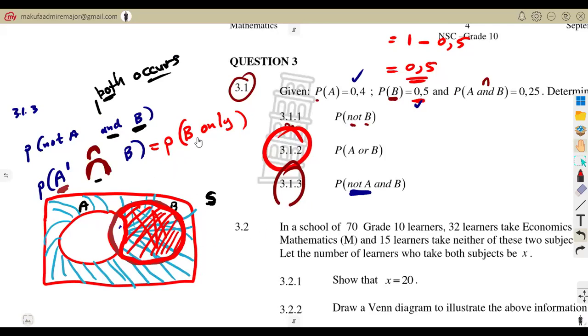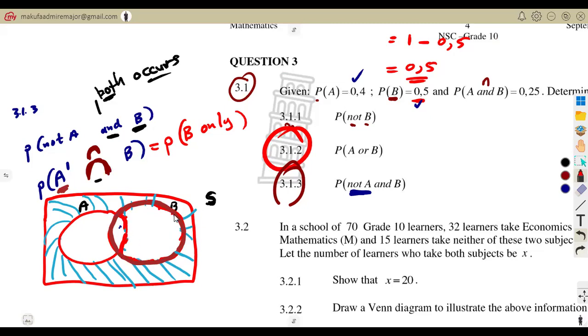So if this is probability of B only, how do you find the probability of B only, this part here? How do you find its probability, this region? What is it that we need? What can we do? This is the region that we're talking about. All right. What can we do, guys? We want the probability of this part.